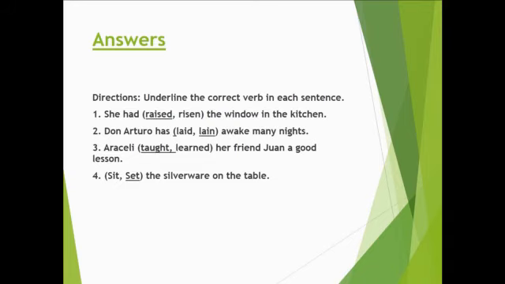Number 2, the correct answer is: Don Arturo has lain awake many nights. Number 3, the correct answer is: Araceli taught her friend Juan a good lesson. Answer for question number 4, the correct answer is set, meaning to put: set the silverware on the table.